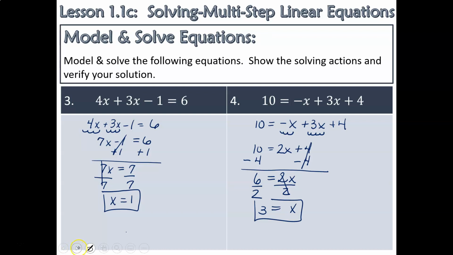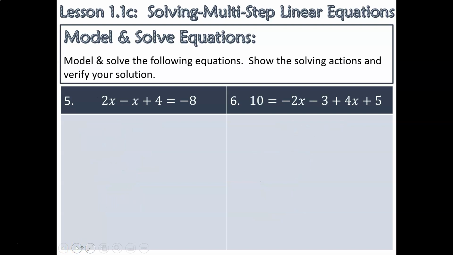All right, let's move on to number 5. So here we are going to collect like terms on one side, add those together. So I have 2x and minus 1x is x. Now I'm going to undo this addition by subtracting 4 from both sides. So I have x equals 4.